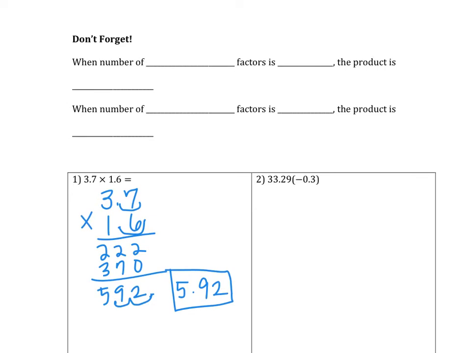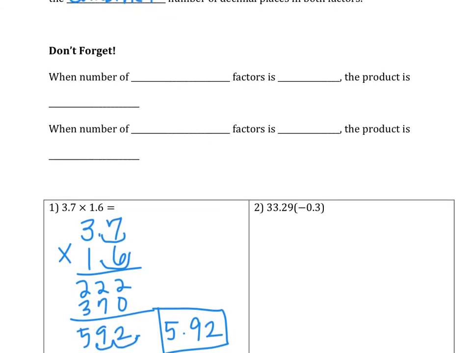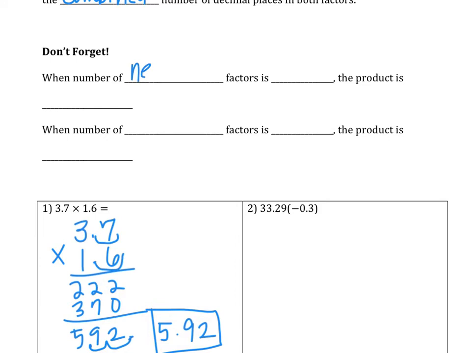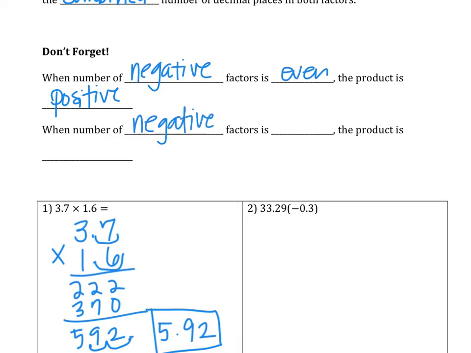Okay, so we don't want to forget that when the number of negative factors is even, then the product is positive. When the number of negative factors is odd, the product is negative.